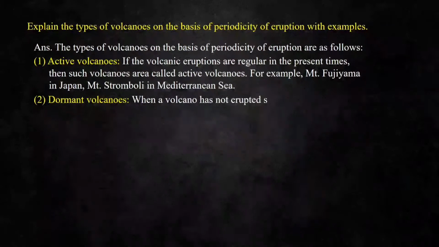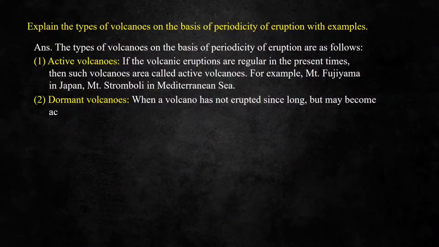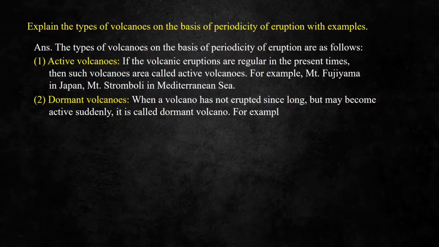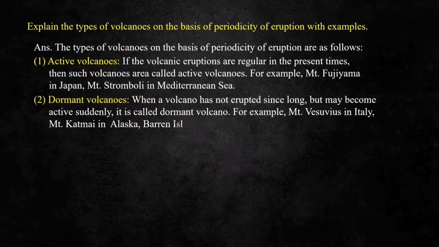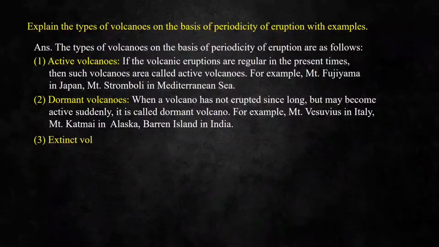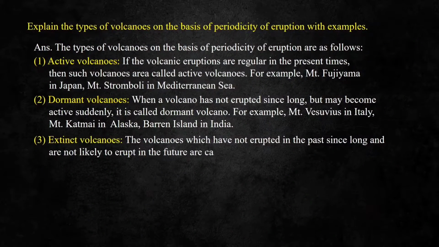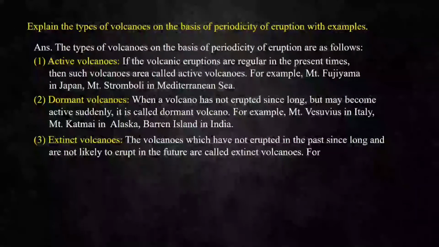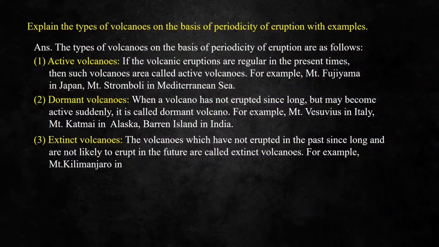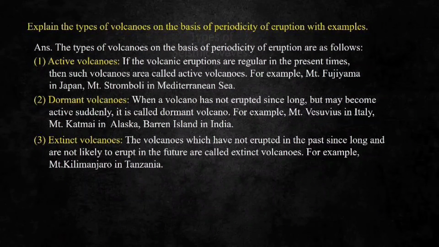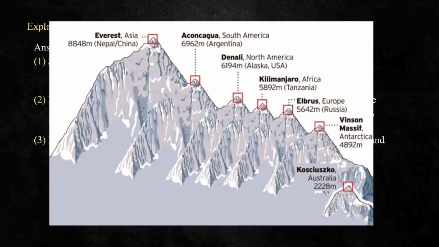Dormant volcanoes. When a volcano has not erupted since long but may become active suddenly, it is called a dormant volcano. For example, Mount Vesuvius in Italy, Mount Katmai in Alaska, and Barren Island in India. Extinct volcanoes. The volcanoes which have not erupted in the past since long and are not likely to erupt in the future are called extinct volcanoes. For example, Mount Kilimanjaro in Tanzania.